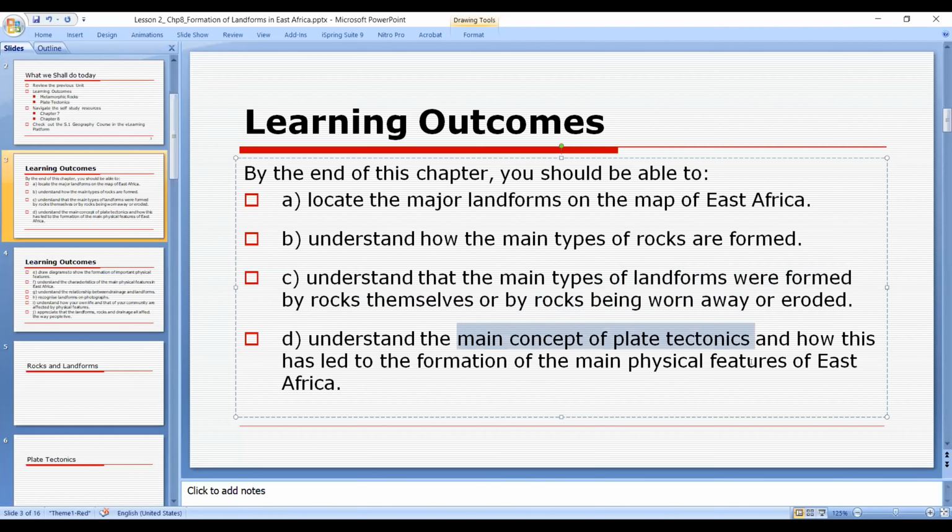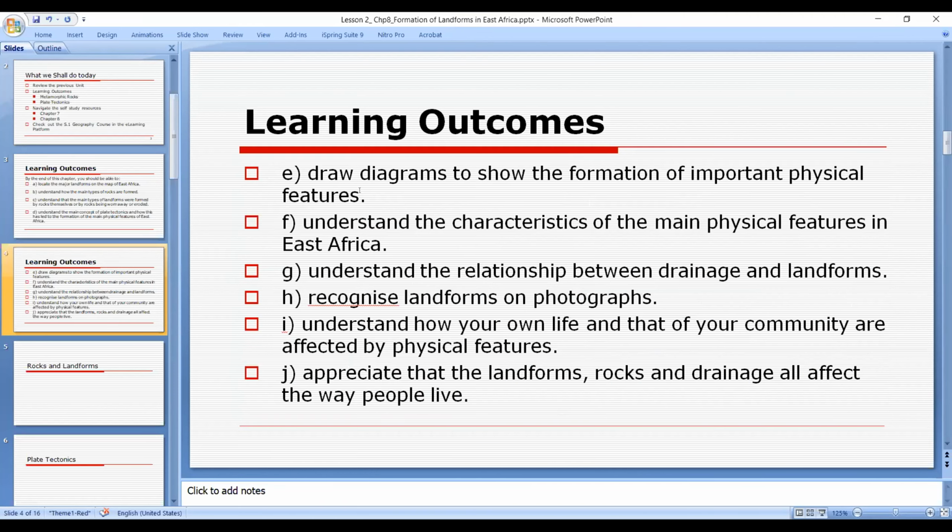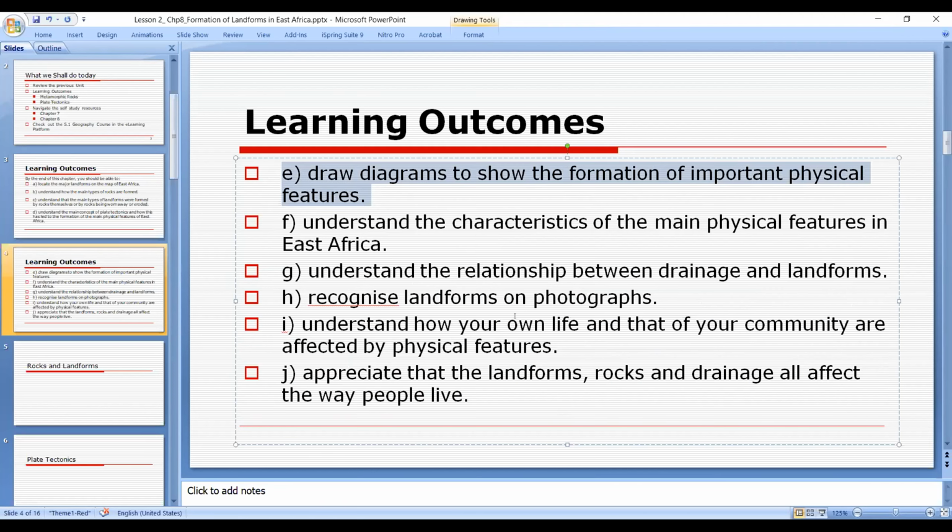Now, for today's lesson, we are going to focus a lot on the concept of plate tectonics and on completing the component of rocks, because we hinted at metamorphic rocks. We shall hopefully today complete that. And then the next one, draw diagrams to show the formation of important physical features.